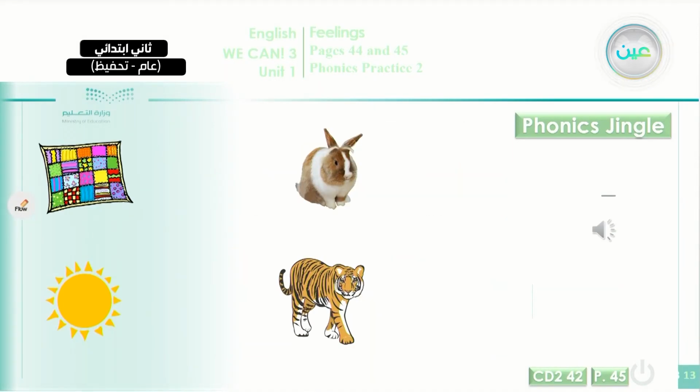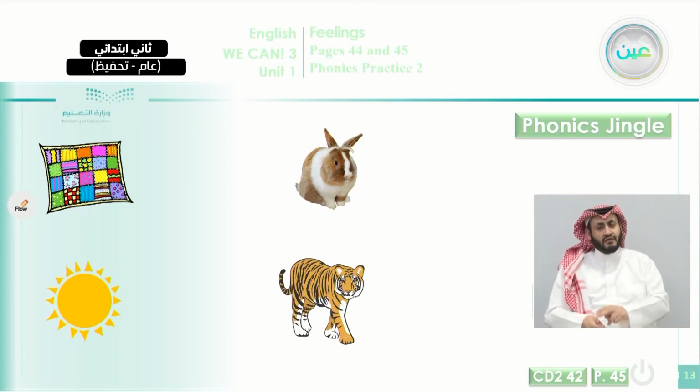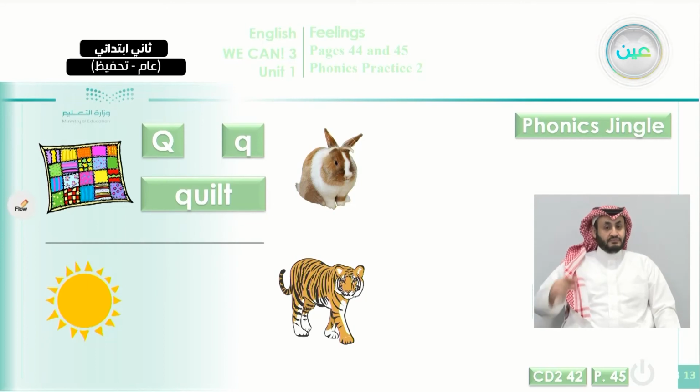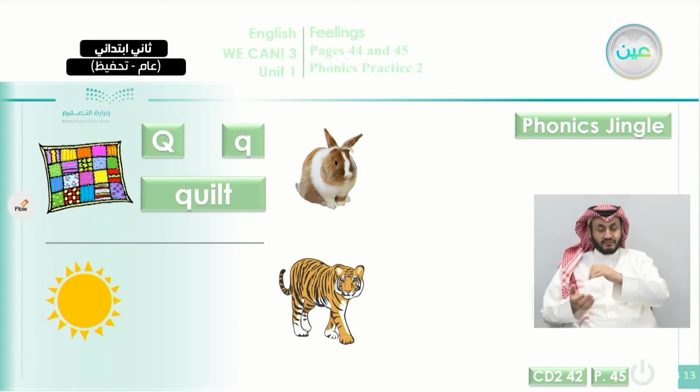As you can see here, we have 4 pictures. The first one is a picture of what? It is a picture of a quilt. Okay, the word quilt starts with Q, and we have Q in 2 forms. The first form is capital. The second one is small.